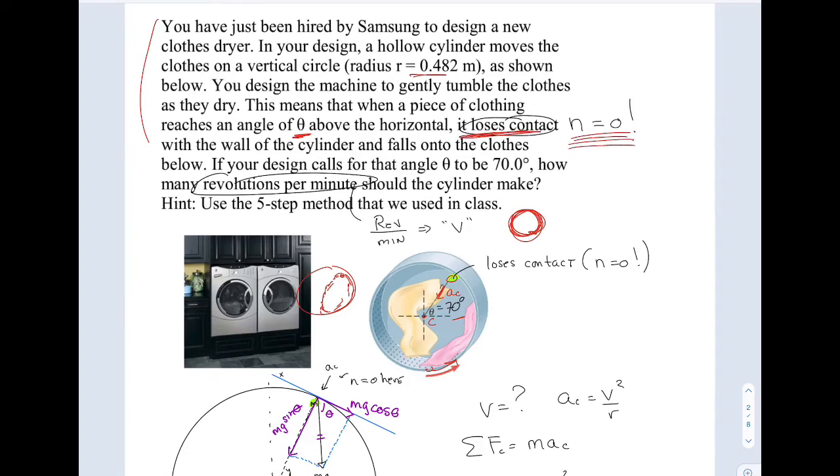So when something says loses contact, normal force is 0. So that angle is set to be 70 degrees, and they want to know the number of revolutions per minute the cylinder has to take for that to occur, so that thing loses contact at 70 degrees. First of all, I have to figure out what symbol you are trying to find. We mentioned in class that revolutions per minute is a speed, it's a v, but it's not in units of distance per time, it's in revolutions per time. And pretty soon in a later chapter we'll see that that's a rotational speed or an angular speed.